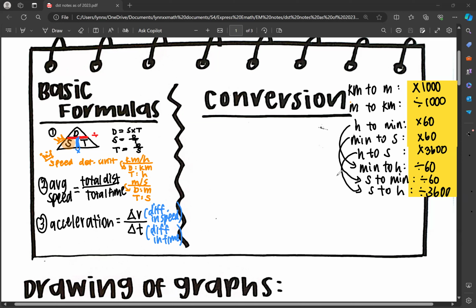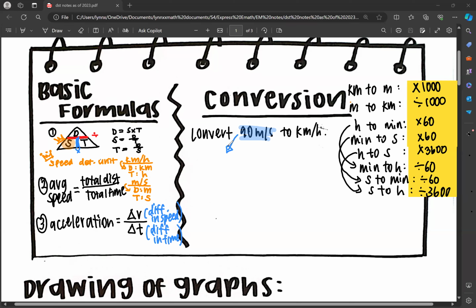Usually, what's the question that they'll always ask? They say, convert 90 meter per second to km per hour. So this is a very typical exam question. So let's take a green highlighter and green pen, or blue highlighter. Ready?